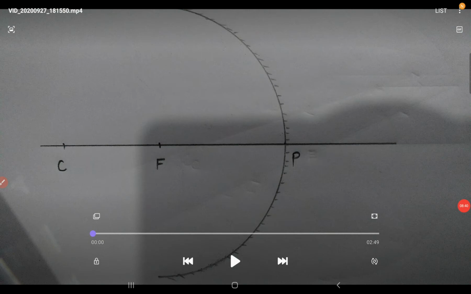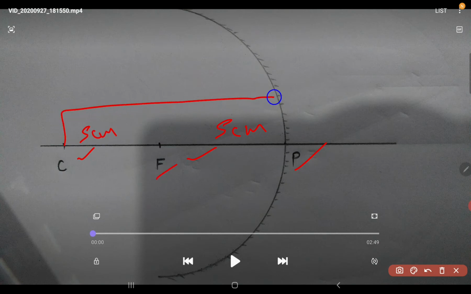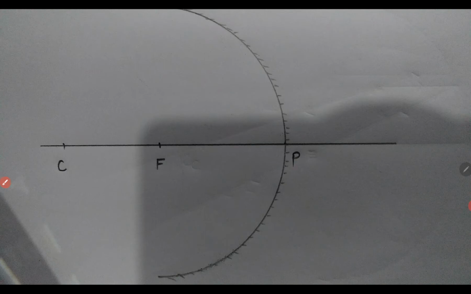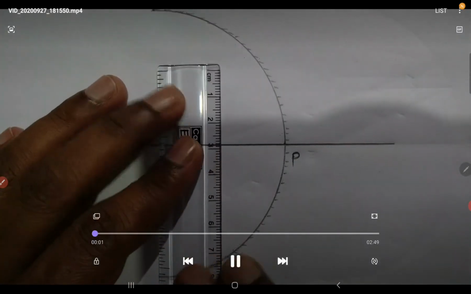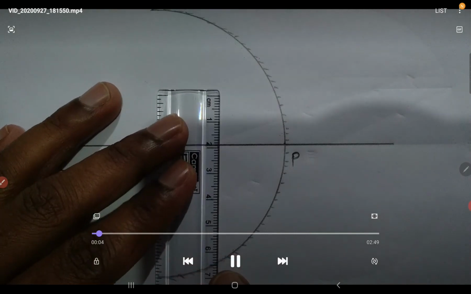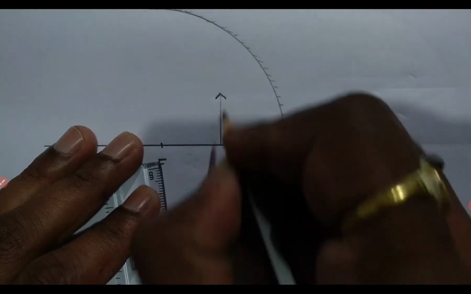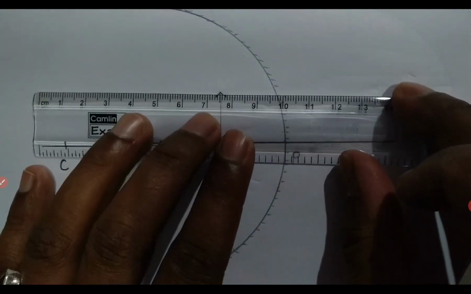Again, to save time, I have already drawn the focus and the center of curvature. The focus is 5 centimeter from the pole, and the center of curvature is also 5 centimeter from the focus. So the total is 10 centimeter, like before, from here to here. So let us begin by keeping the object between the focus and the pole.